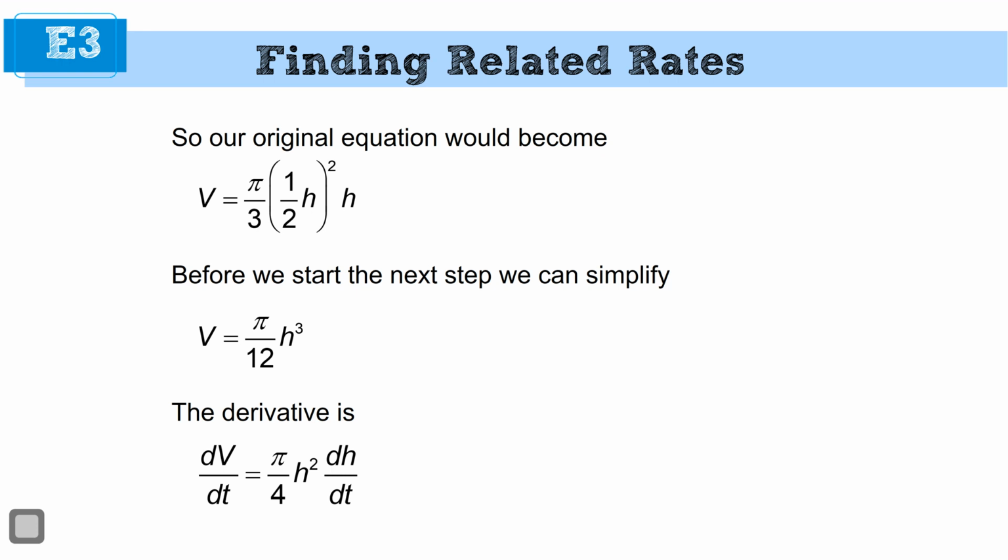How many unknowns in that equation? 3. Do we know 2 of the 3? Yep. I don't remember what we know, but we do know a couple things. We know dV dt, and we know h. Yes, and we know h. Plug and chug.